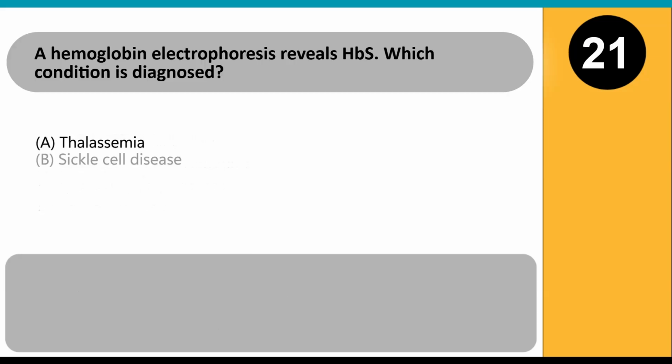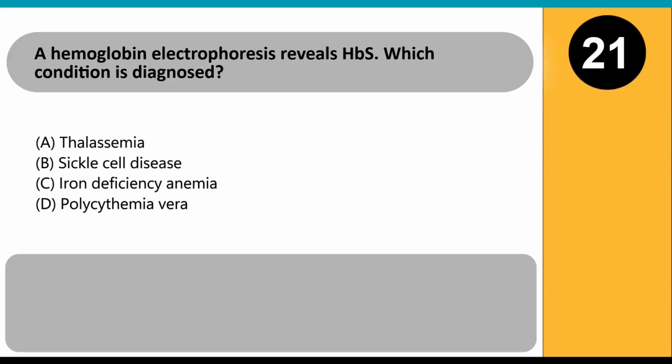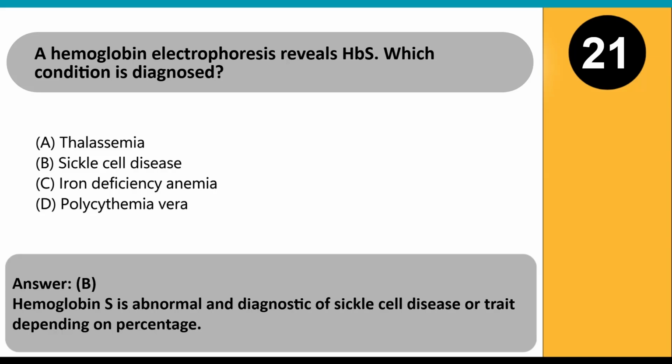A hemoglobin electrophoresis reveals HbS. Which condition is diagnosed? A. Thalassemia. B. Sickle cell disease. C. Iron deficiency anemia. D. Polycythemia vera. Answer B. Hemoglobin S is abnormal and diagnostic of sickle cell disease or trait depending on percentage.